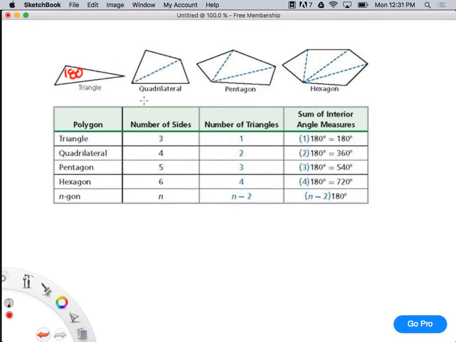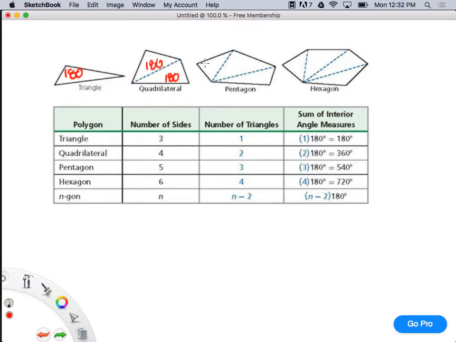180, right? So if I break up these other polygons into triangles, I can figure out the sum of their interior angles. Because look, this triangle's 180 and this one's 180. So there's two triangles. What's the sum of the interior angles in a quadrilateral? 180 plus 180 is 360. You see this? A quadrilateral has two triangles, so it's 2 times 180, which is 360.